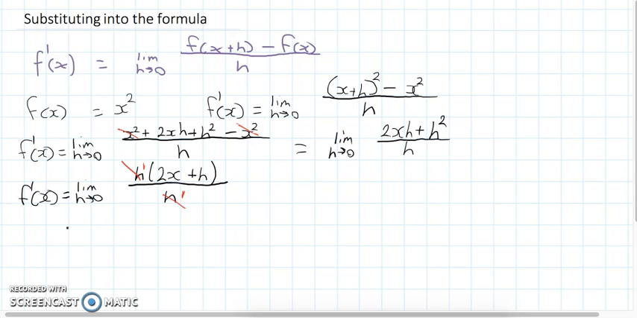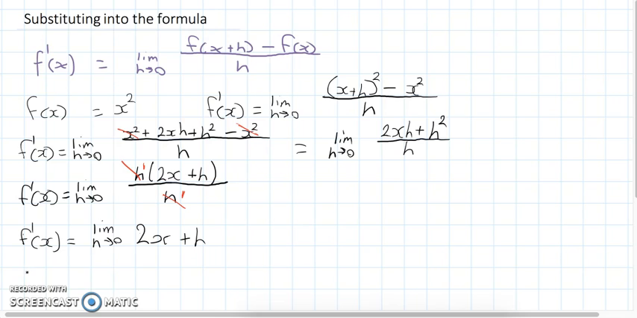Now we're going to have something that looks, let's go down the line, f dash x is equal to limit h towards 0 of 2x plus h. So now we can go through, substitute in as h gets smaller and smaller and smaller, and just keeps getting smaller until, let's just call it as being 0.